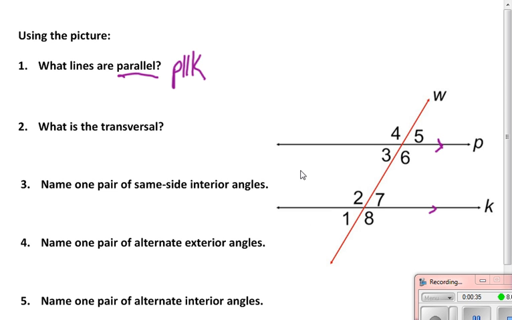That's important because that sets up the first part of our parallel line and transversal relationships. When we're looking for the transversal, that is the line that will cut across our parallels, and so that is W. So now we are going to start talking about our specific pairs.